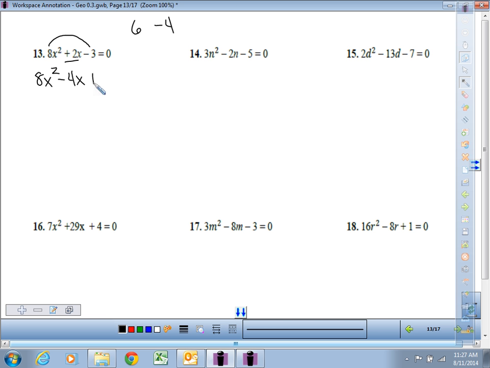That's a positive, so I'm going to go plus 6x minus 3 equals 0. Right? Now what we're going to do is group these guys. Alright? So I'm going to do this, and I'm going to look for that common factor here, and that common factor here.